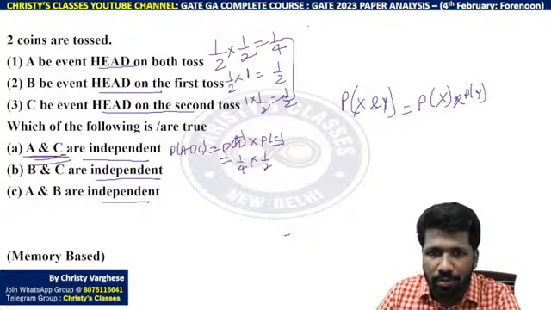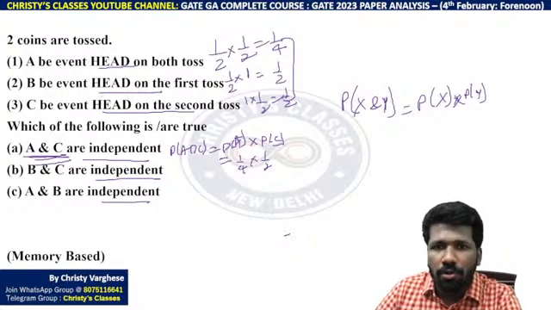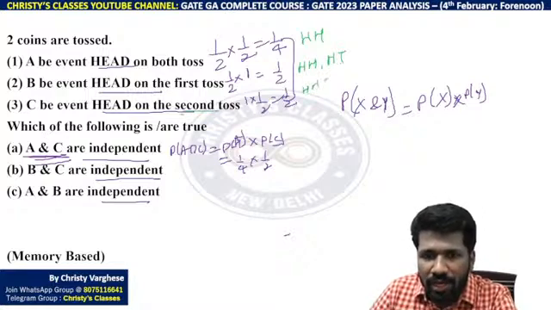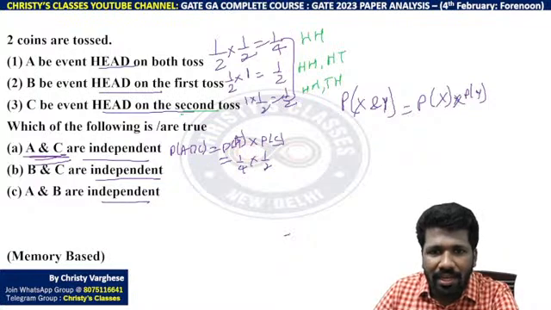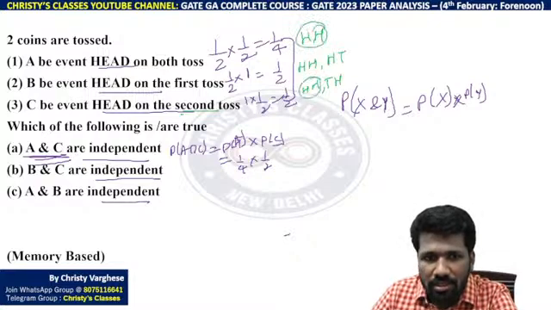That way also you can do. That will be a little more clear. I will list out the outcomes. Head on both tosses means the only outcome is HH. दोनों में head होना चाहिए. Head on first toss means HH is okay, HT is okay. Head on second toss means HH is okay, TH is also okay. So A intersection C means दोनों में common वाला value कौन सा है? A and C, that is HH. So that is 1 out of total 4 elements.